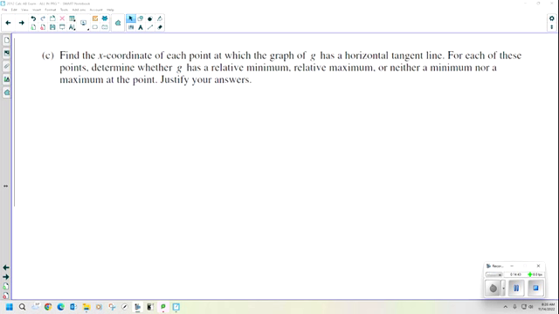C reads, find the x-coordinate of each point at which the graph of g has a horizontal tangent line. For each of these points, determine whether g has a relative minimum, relative maximum, or neither a minimum nor a maximum at that point. Justify your answer, which just means, you know, your math work and reasoning. You're fine. There's no explain, so you don't got to write a paragraph or a statement.